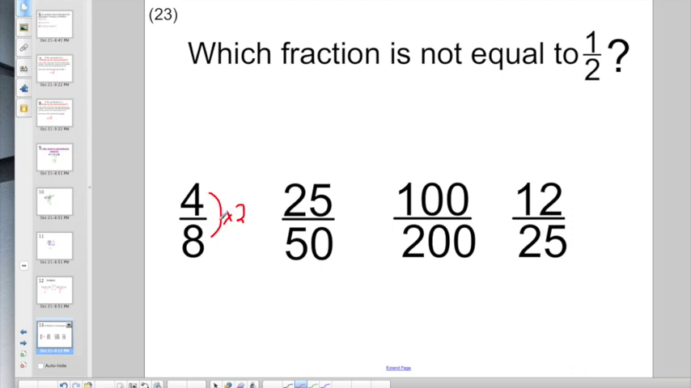So does 4 times 2 equal 8? Yes, it does. Does 25 times 2 equal 50? Yes, it does. So that guy equals a half. Does 100 times 2 equal 200? Yes, it does. Does 12 times 2 equal 25? Hey, wait a minute. 12 times 2 is equal to 24. So 12 25ths obviously cannot equal a half.